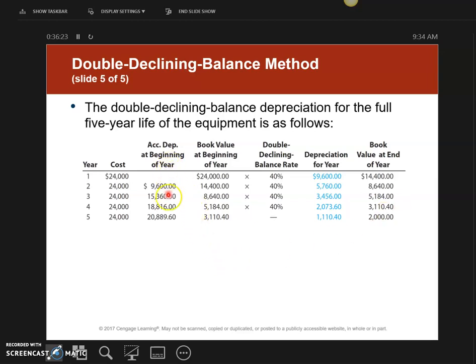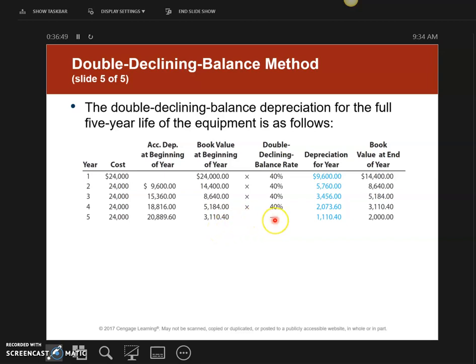This is my accumulated depreciation. I'm actually adding to it. Started with 0, first year, second year, third year, fourth year. So now, this is at the beginning of year 5. So now it's this minus this, which leaves me a book value of $3,110.40.